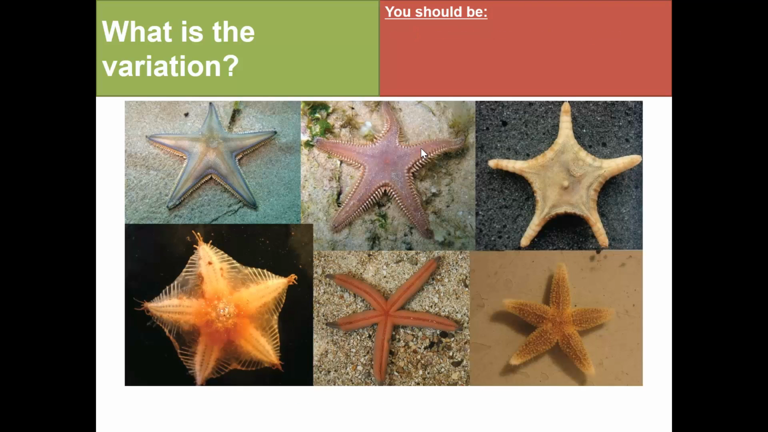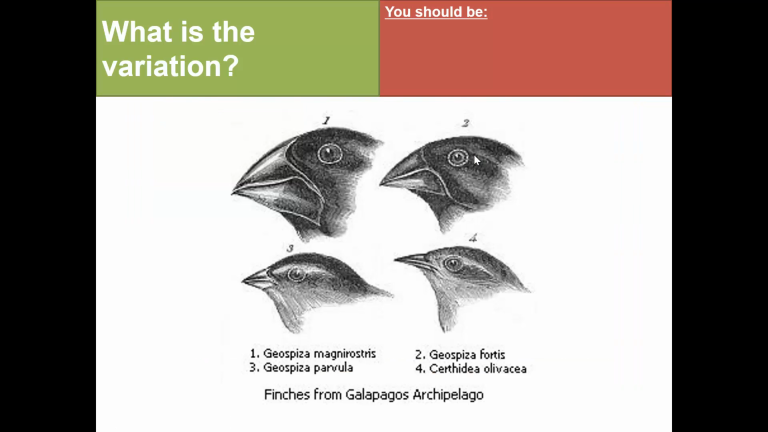Let's try one more. The starfish that are seen here, what's the variation? The correct answer would be the shape or even the structure and texture. I can see that there are small spikes off of this starfish, but this one has very rounded edges. So the difference or the variation is the color and the shape of these starfish. And finally, let's try one more.